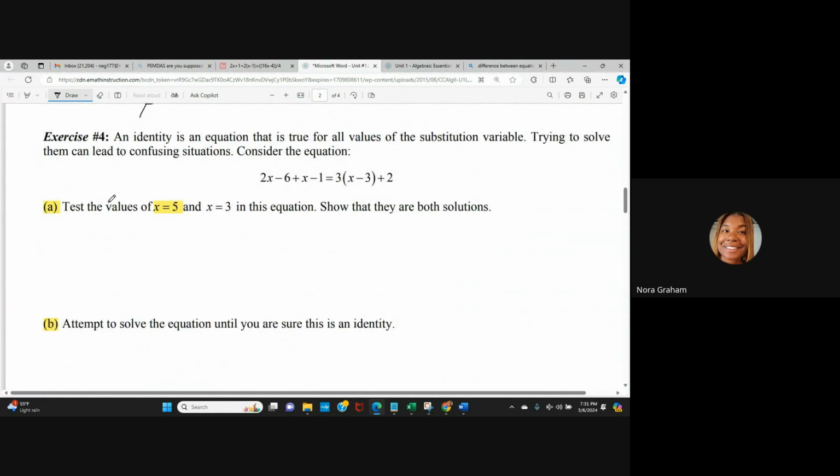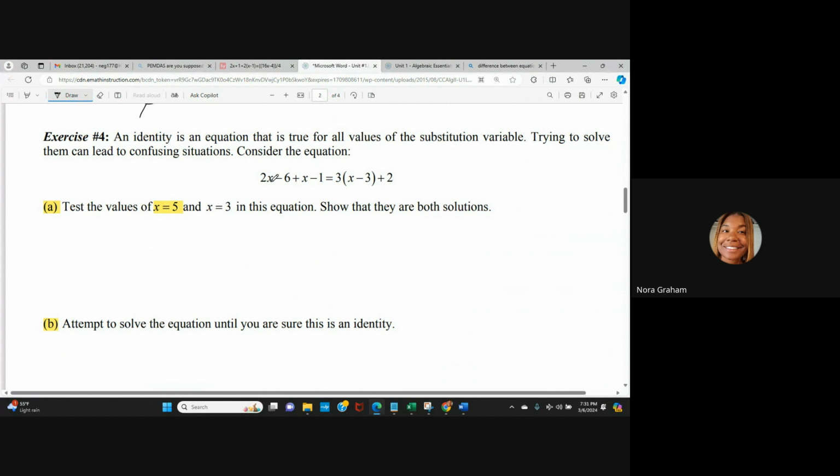For this one, an identity is an equation that is true for all values of the substitution variable. Trying to solve them can lead to confusing situations. Consider the equation below, right? Test the values of x equals 5 in the equation. So for this one, I'm just going to do x equals 5. For x equals 3, go ahead and see what you get on your own. If you need help with it, leave something in the comments. But all we're going to use is substitution.